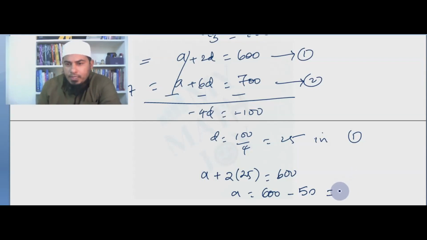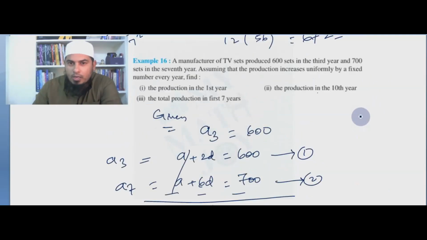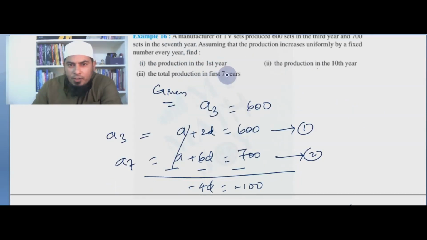600 minus 50 is 550. We got it. Third term 550. Okay, a is 550. Second term maybe 575. Third term is our 600. In this way 550 we got. Then the production in the first year, we got the answer.